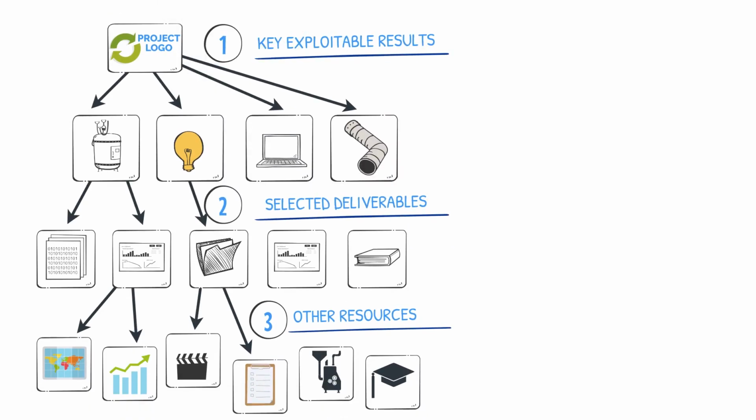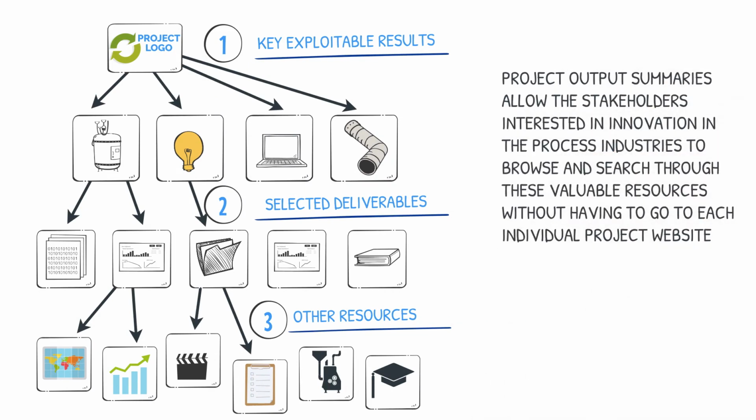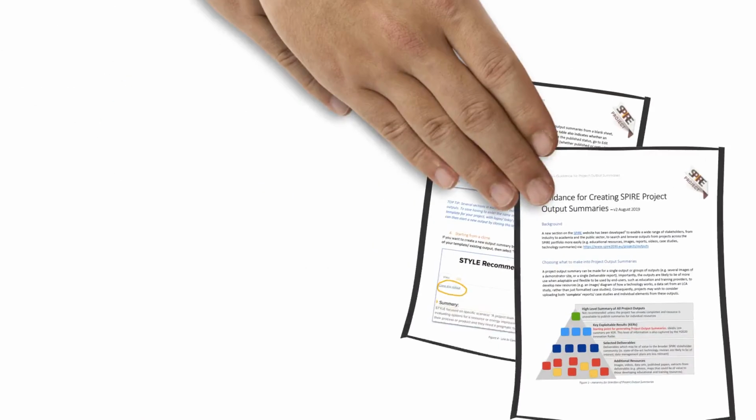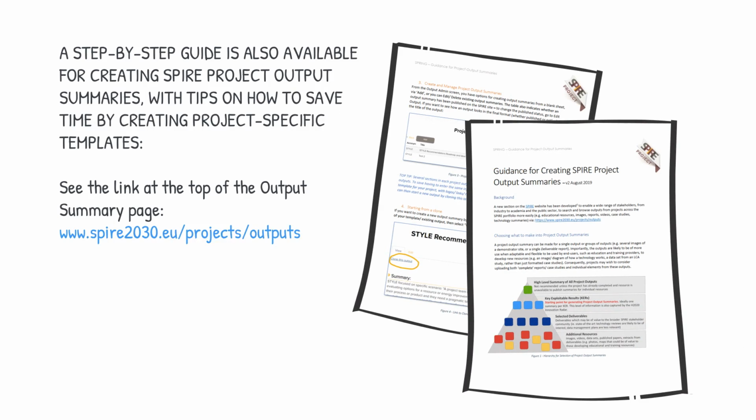Putting this all together, project output summaries allow stakeholders interested in innovation in the process industries to browse and search through these valuable resources without having to go to each individual project website. A step-by-step guide is also available for creating Spire project output summaries with tips on things like how to save time by creating project-specific templates.